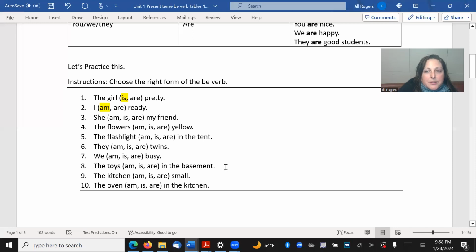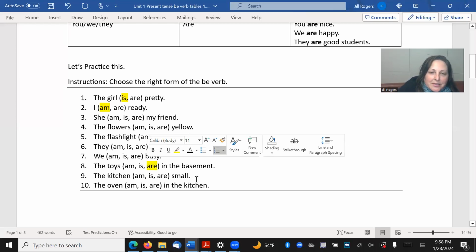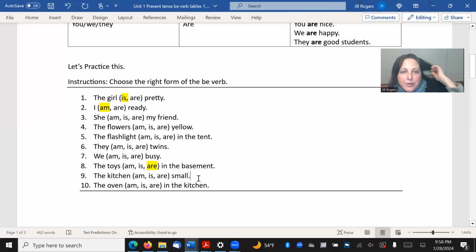blank in the basement. The toys are in the basement. They, oops, I just gave you the answer. They are in the basement because it's plural, right? So I gave you the answer there. Bonus. Before I give you the answers, I gave you an answer by accident. But I just wanted to make sure you know that you have to match the pronouns with the things here. Because here it's kitchen, right?